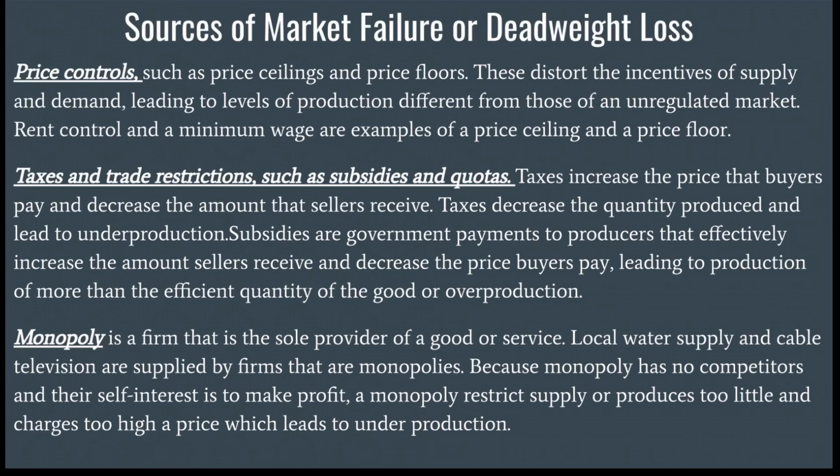Taxes and trade restrictions such as subsidies and quotas. Taxes increase the price that buyers pay and decrease the amount that sellers receive. Taxes decrease the quantity produced and lead to underproduction. Subsidies are government payments to producers that effectively increase the amount sellers receive and decrease the price buyers pay, leading to production of more than the efficient quantity of the good, or overproduction.